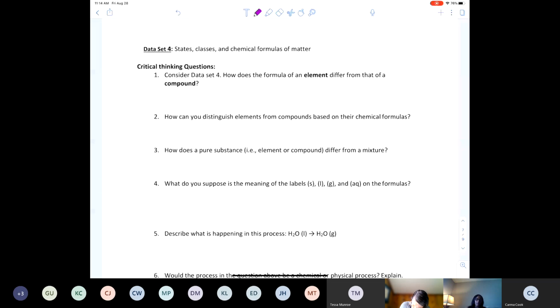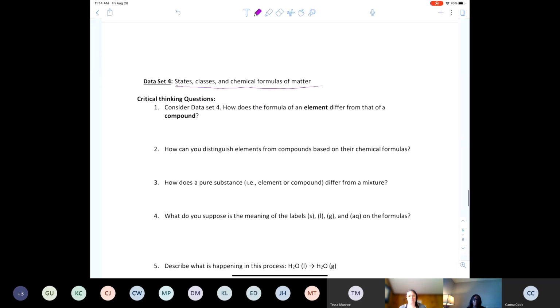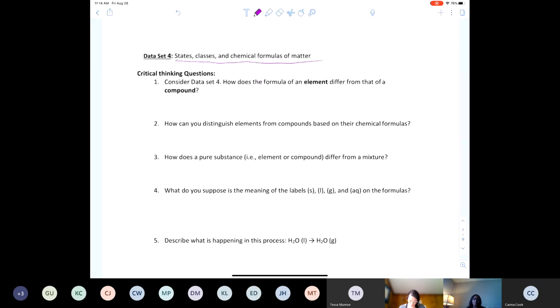So for data set 4, you're focusing on states of matter, classification of matter, and also chemical formulas of matter. We'll be talking about chemical formulas in lecture toward the end of chapter 1 if you haven't gotten to it yet in your lecture. And so, how does the formula of an element differ from that of a compound?